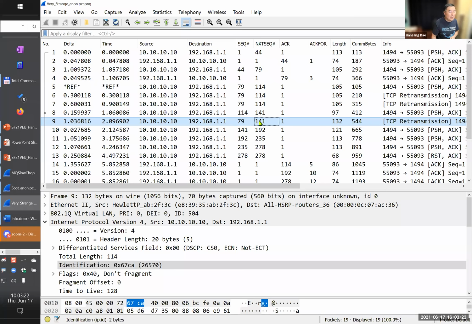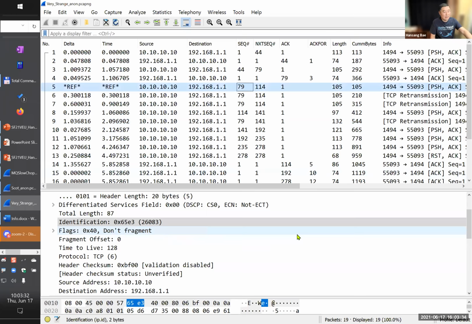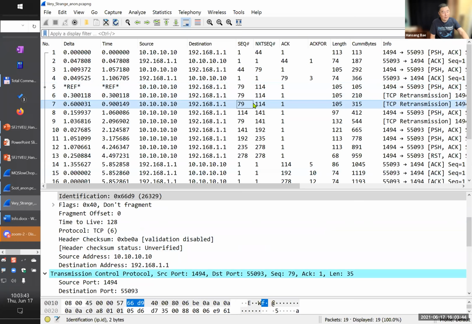So you might be thinking, wait a minute, Hansang, here I'm starting at 79, TCP sequence number starting at 79, sending 35 bytes of data, 79 plus 35 is 114. So this is a 35 byte data packet. I'm sending some additional 27 bytes, next expected sequence number 141. And then I go back to 79 to 141. What the hell happened here?